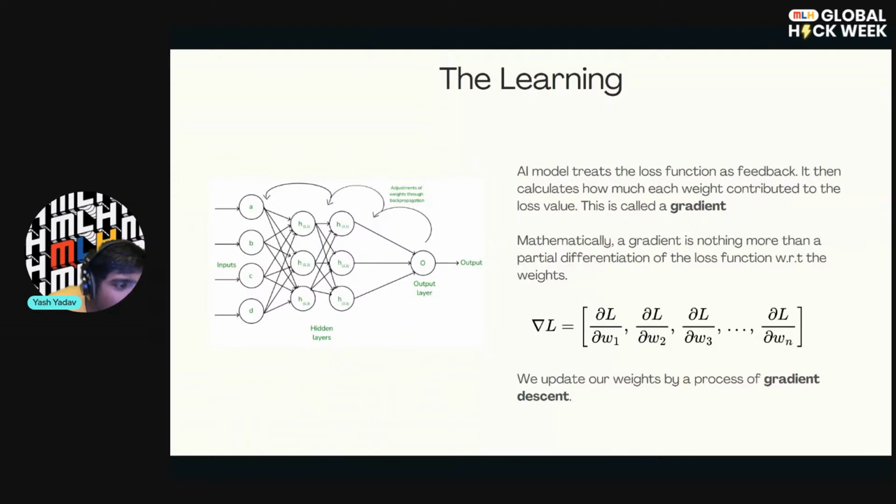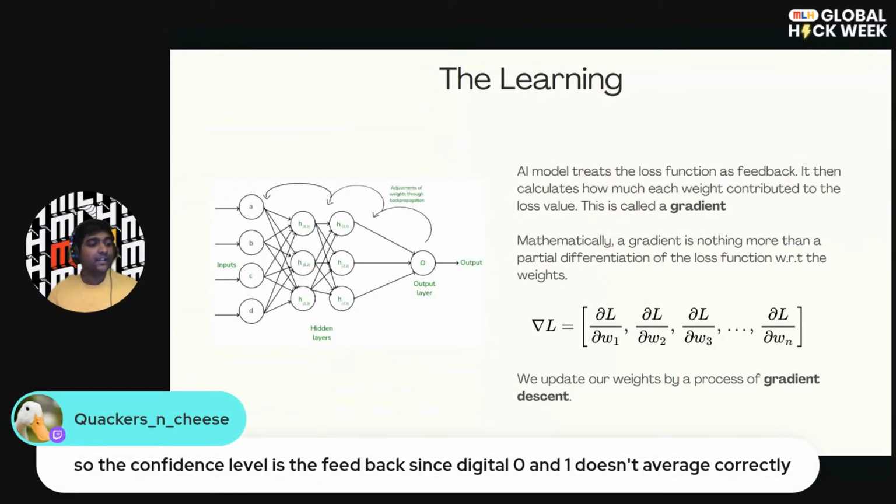So Quakers asks, so the confidence level is the feedback since digital 0 and 1 doesn't average correctly. Sort of. A clarifying question: could you explain a bit more about what you mean that the 0 and 1 doesn't average correctly?